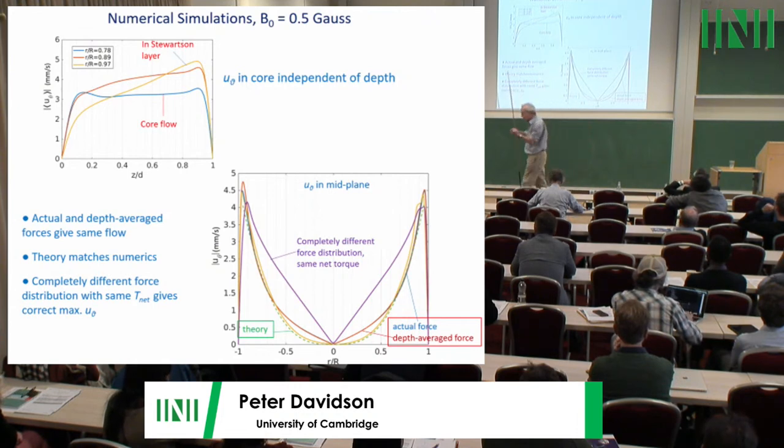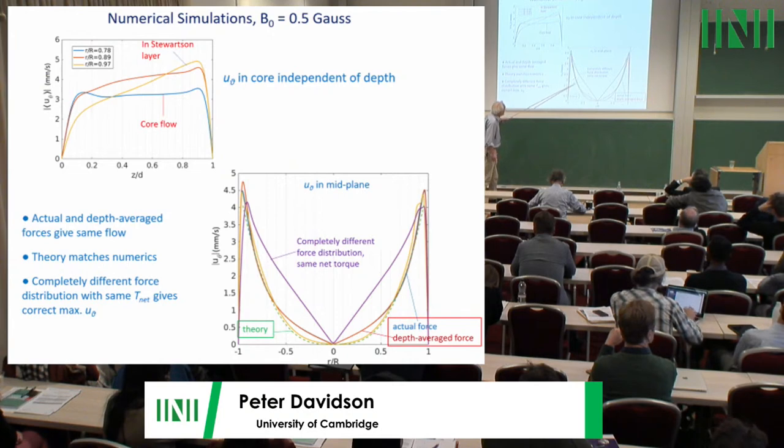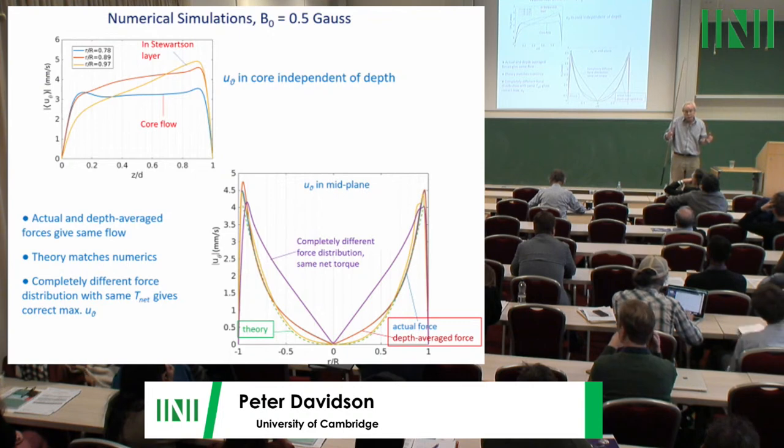And I said earlier that the only thing the maximum velocity really cares about, I claimed, was the global torque. And that's exactly right. You see that it's way off the theory and the actual force distribution curves down here, but you still get the same maximum velocity in the battery. So if all you're interested in is the maximum velocity, all you have to know about is the net torque. And the net torque is just B_z and the current in the top of the bismuth.